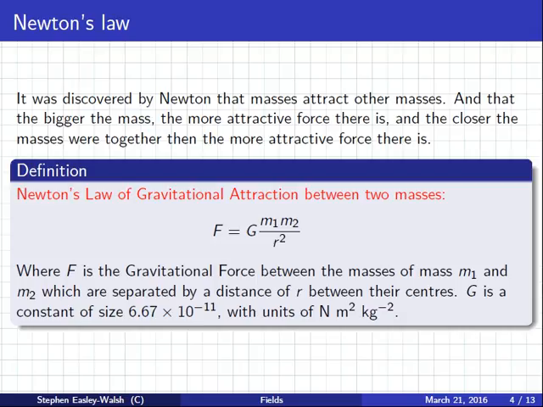Just write down F and G. F and G? The formula of F and the number of G. G equals 6.67. Oh yes. And the units. Yes. Okay, continue. Grace? Yeah.